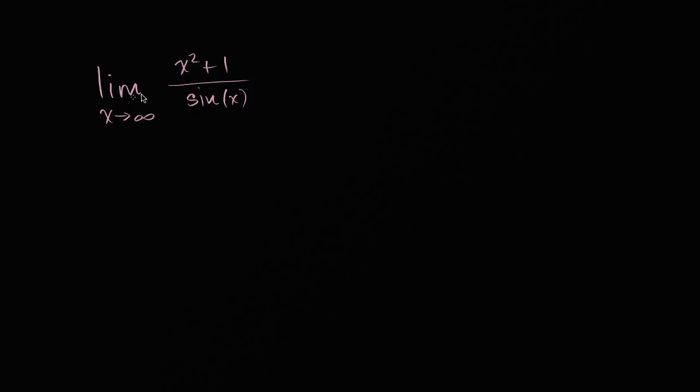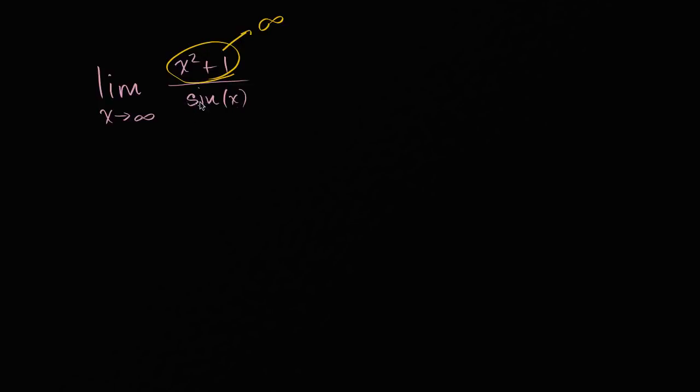Let's see if we can figure out what the limit of (x squared plus 1) over sine of x is as x approaches infinity. So let's just think about what's going on in the numerator and then think about what's going on in the denominator. In the numerator we have x squared plus 1. As x gets larger and larger and larger, approaching infinity, well, we're just squaring it here. So this numerator is going to approach infinity even faster. So this thing is going to go to infinity as x approaches infinity.